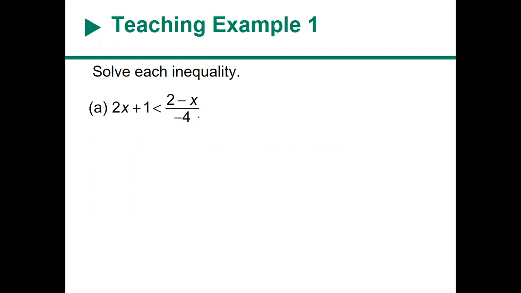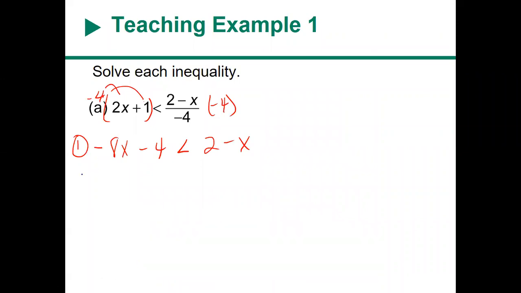So how do I get rid of the -4? I'm going to multiply both sides by -4. So multiplying both sides by -4 is the first thing I did. After I do that, I'm left with negative. I'm going to distribute that. Distribute. That gives me -8x minus 4 is less than 2 minus x.